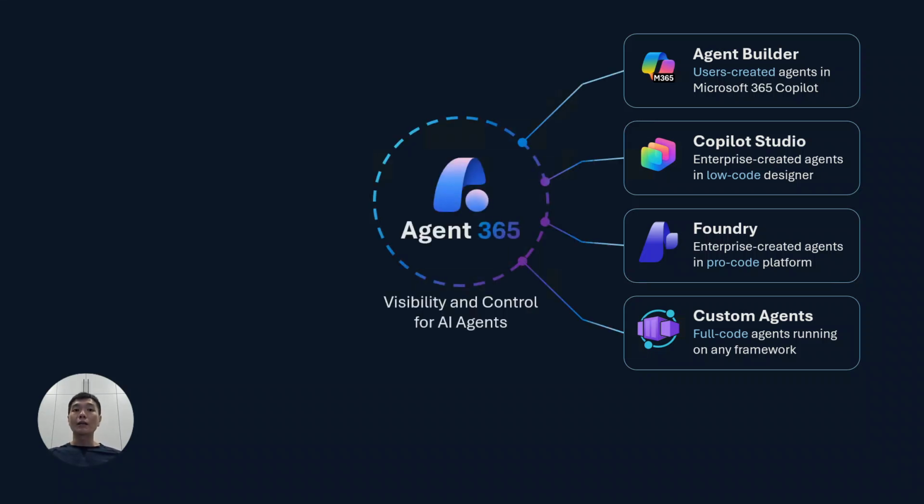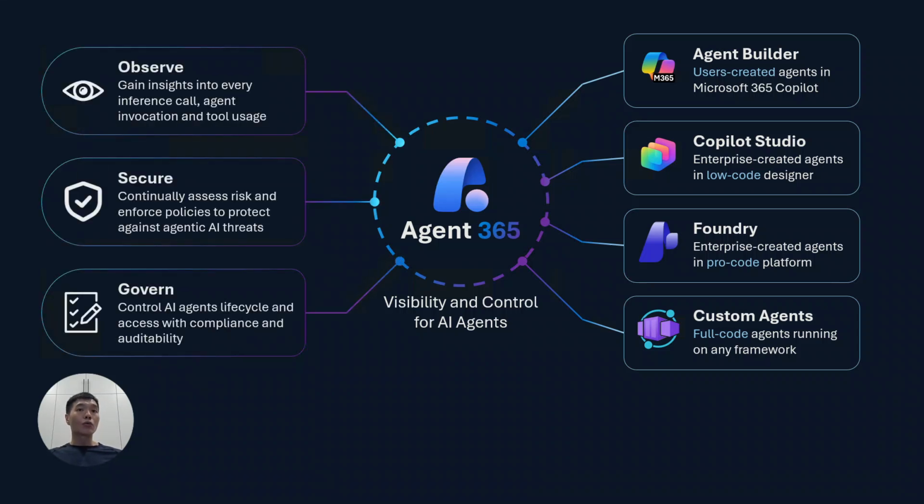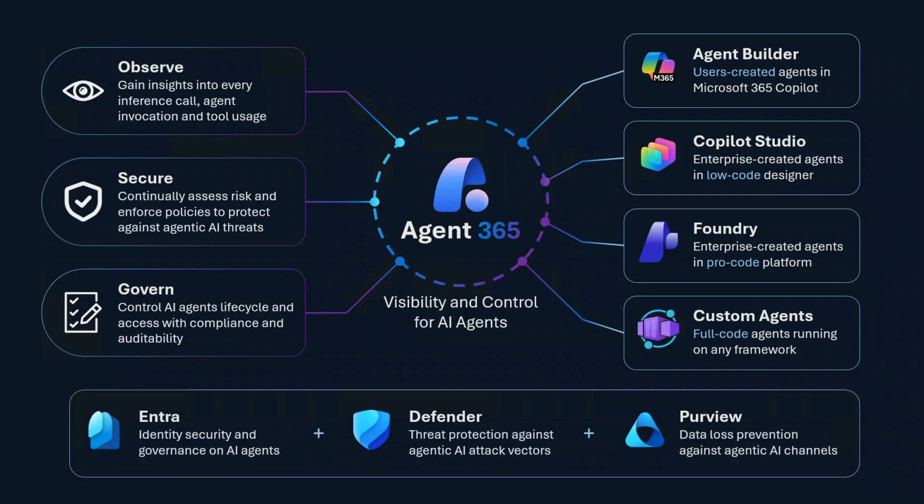Next, the idea is that we want to get visibility and control for all the agents regardless of where they can be. And there are three principles to this visibility and control. First, we want to be able to see everything that the agent does. Second, we want to make sure that what the agent does is secure. And lastly, govern the agent according to corporate policies. All of these are achieved with existing tools that we are already familiar with: Entra, Defender, and Purview.